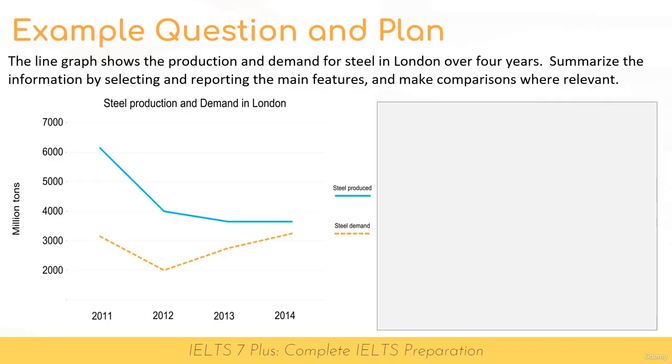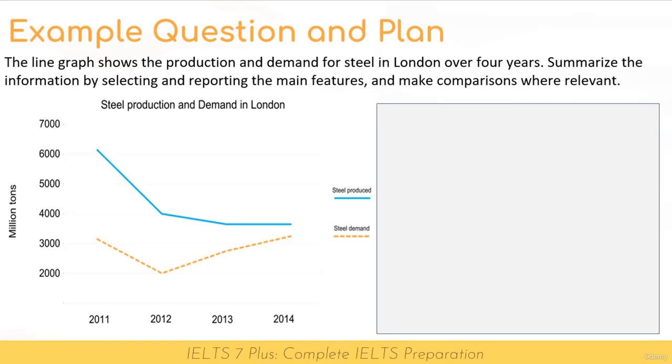Let's begin our model write. So the first thing we need to consider is splitting our data into two groups. Now straight away I can see we have steel produced and steel demand. Now would that make a good group for paragraph 3, paragraph 4?